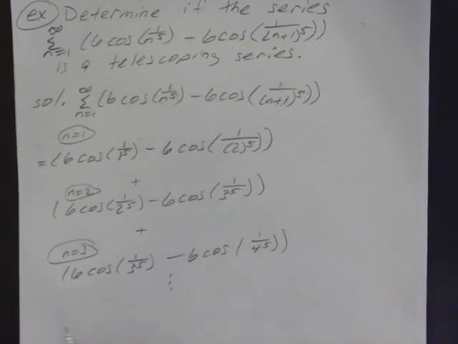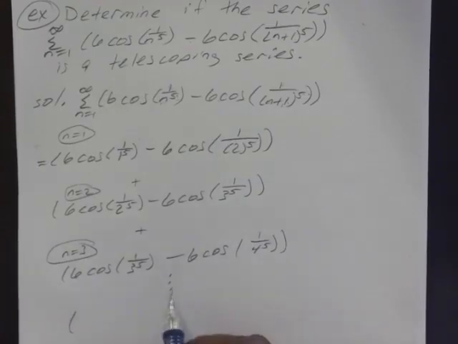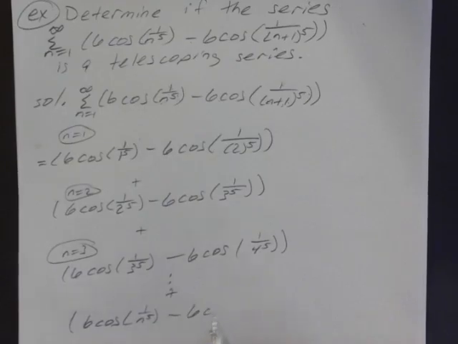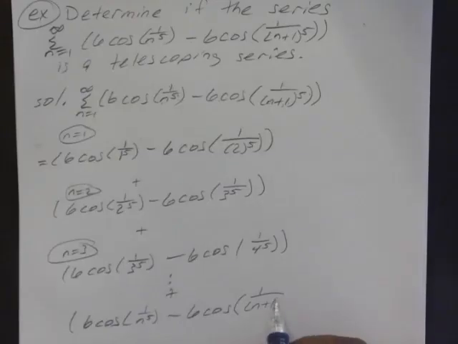And that keeps up all the way until you reach some value n where it's plus 6 times cosine of 1 over n to the 5th power minus 6 times cosine of 1 over n plus 1 to the 5th power.